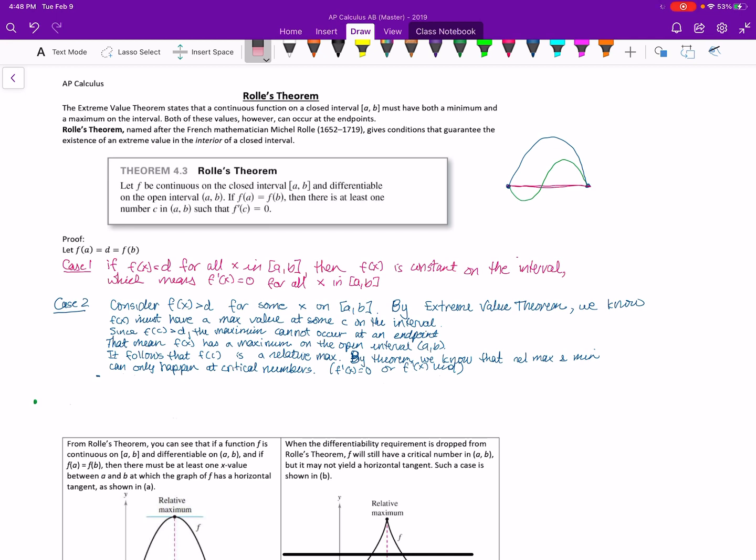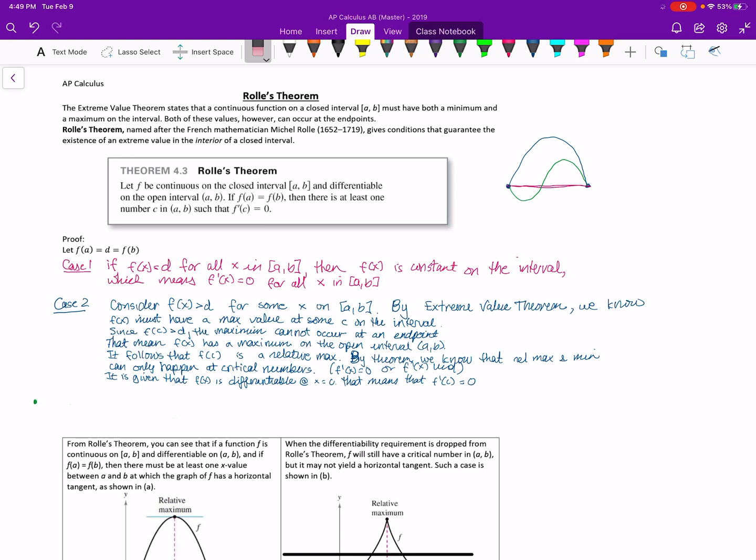However, because this is differentiable everywhere, it's given that f of x is differentiable at x equal to c. That means f prime of c has to equal 0, because you're being told that it's differentiable everywhere. It's not undefined anywhere. So that's how we know that f prime of c has to equal 0 at some point on that interval. And that is showing the case where the function is above the y value somewhere.